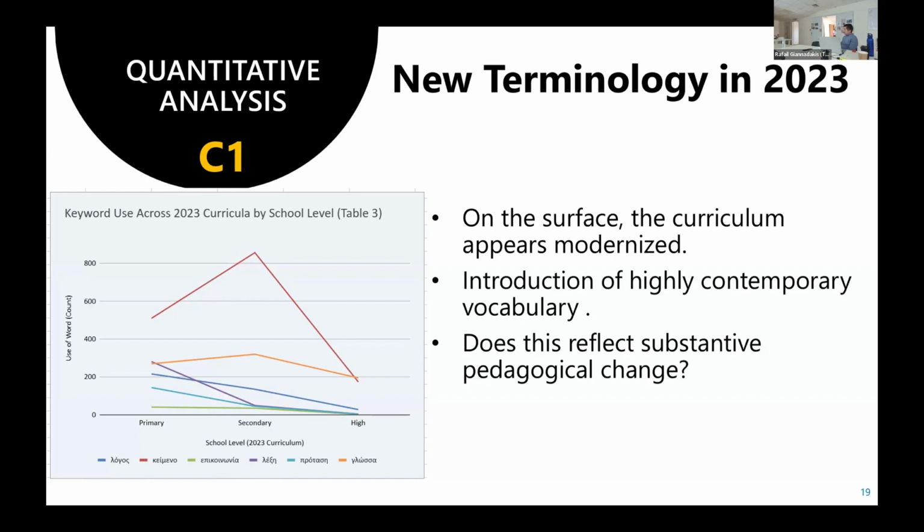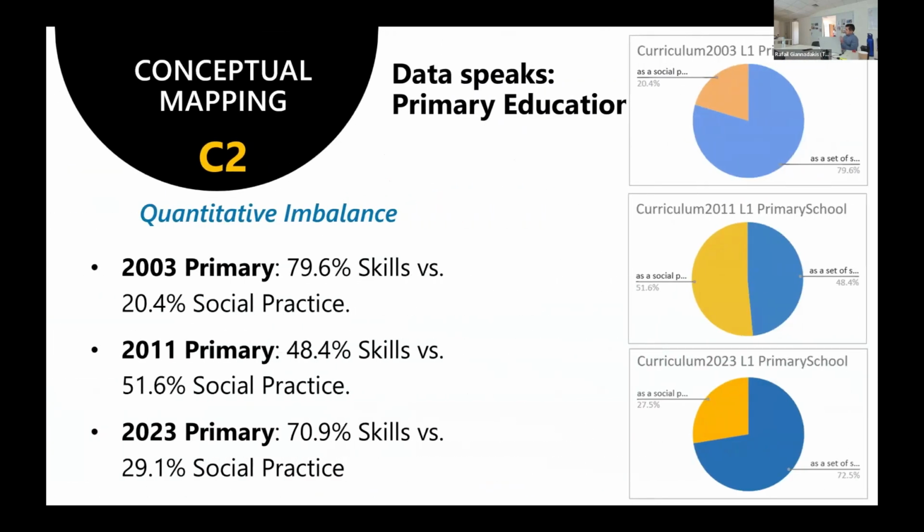So on the surface, the curriculum appears modernized. It introduces highly contemporary vocabulary, but the question is, does this reflect substantive pedagogical change? Let's look at the conceptual mapping ratios. This is the skills versus the social practice breakdown.